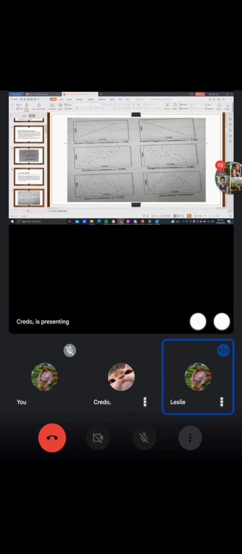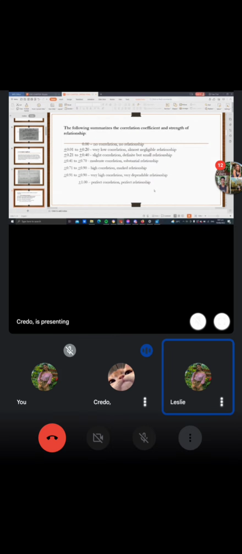The next page shows the chart of the correlation coefficient. The first one is perfect positive correlation, then positive correlation, zero correlation, perfect negative correlation, and nonlinear correlation. The following summarizes the correlation coefficient and strength of relationship.